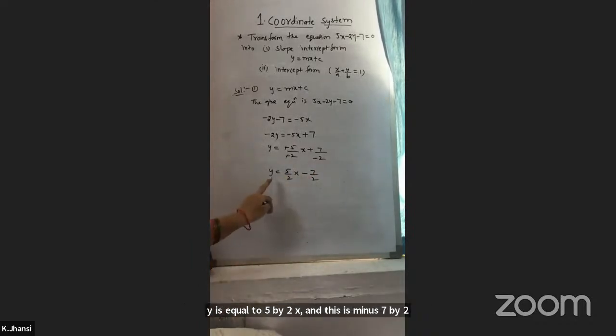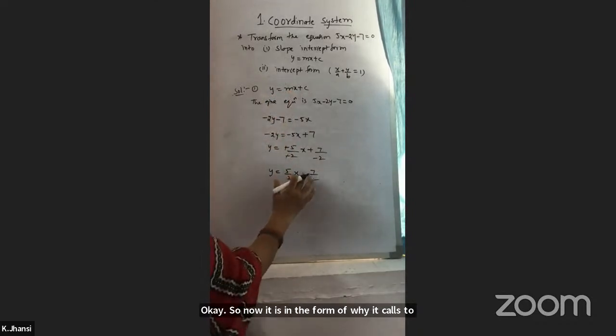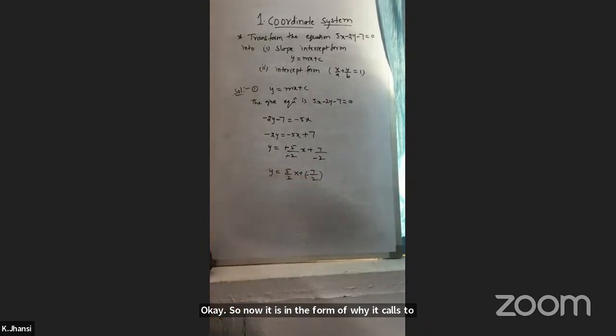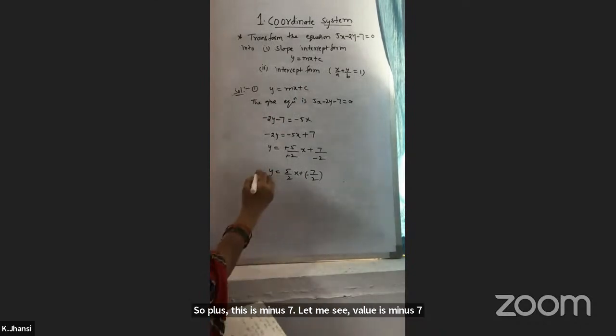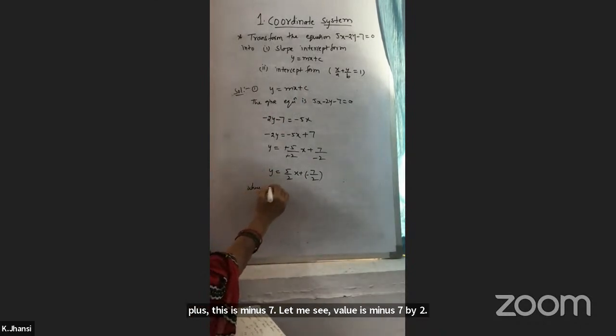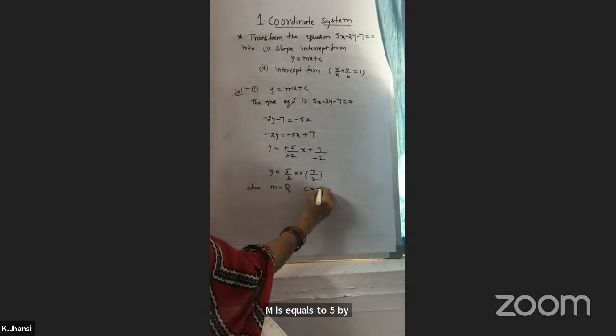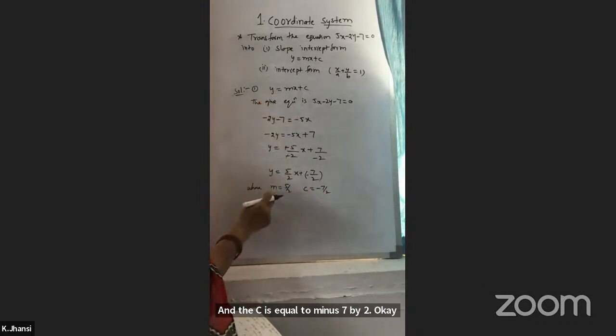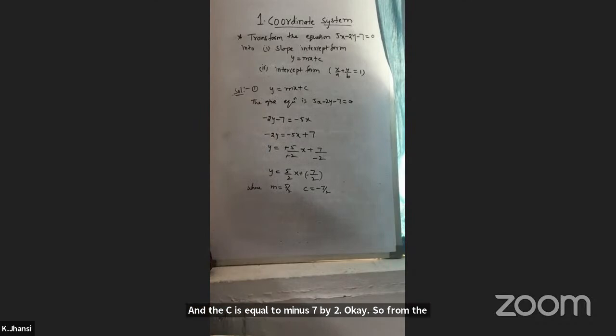So now it is in the form of y equals mx plus c. Plus sign is there, so plus, this is minus 7. That means c value is minus 7 by 2. So what is the slope here? M is equal to 5 by 2 and c is equal to minus 7 by 2. So from the first one, we have converted it into slope-intercept form.